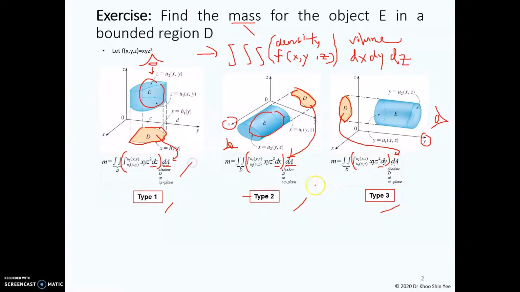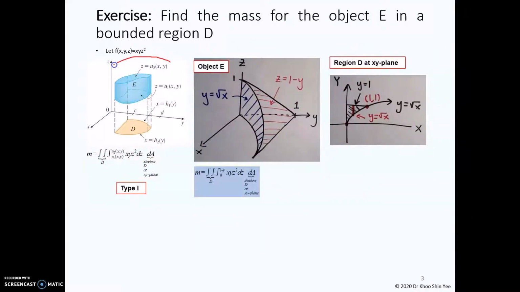We can use these three approaches to compute the triple integral. If the density function and the shape of the object are the same for these three cases, then by using these three formulas, you will still obtain the same mass. Let's use the type 1 triple integral formula to solve the mass for this object. In this case, the density function is equal to x, y, z squared, therefore you can substitute inside the formula.